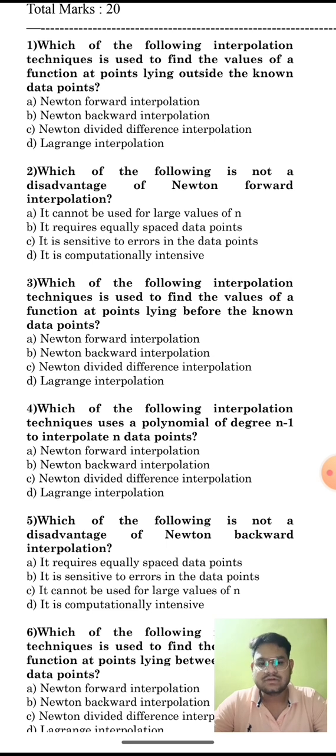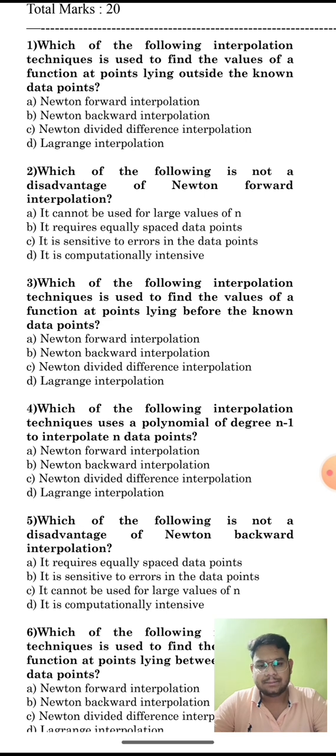Question number 3. Which of the following interpolation technique is used to find the value of function at point lying before the known data points? Options are option A. Newton forward interpolation. Option B. Newton backward interpolation. Option C. Newton divided difference interpolation. Option D. Lagrange's interpolation. The correct answer is option B. Newton's backward interpolation.